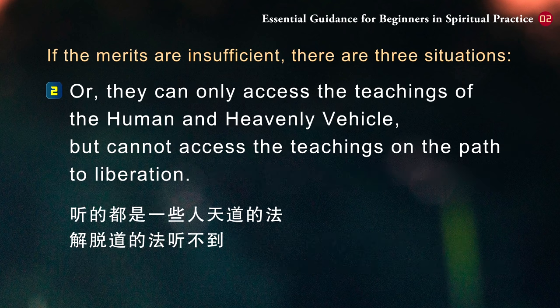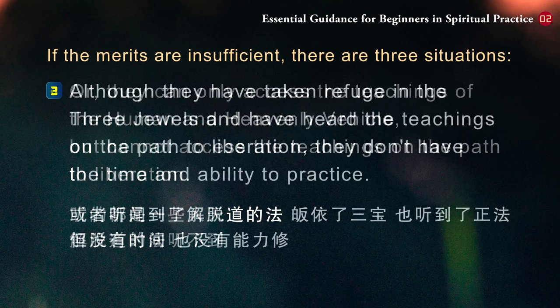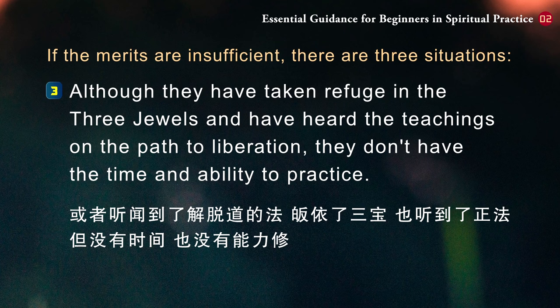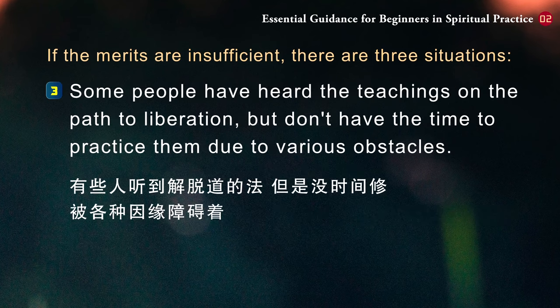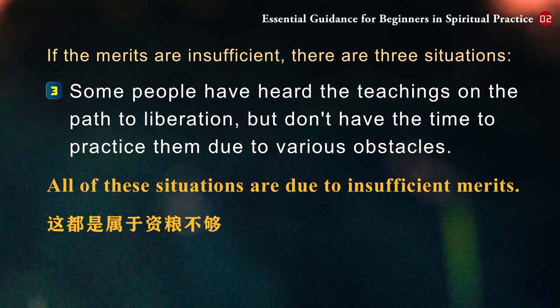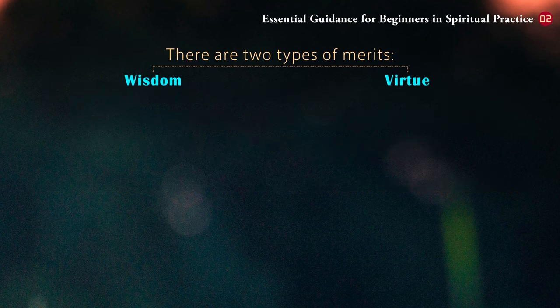Or they can only access the teachings of the human and heavenly vehicle, but cannot access the teachings on the path to liberation. And number three, although they have taken refuge in the three jewels and have heard the teachings on the path to liberation, they don't have the time and ability to practice. Some people have heard the teachings on the path to liberation, but don't have the time to practice them due to various obstacles. All of these situations are due to insufficient merits. There are two types of merits, virtue and wisdom.